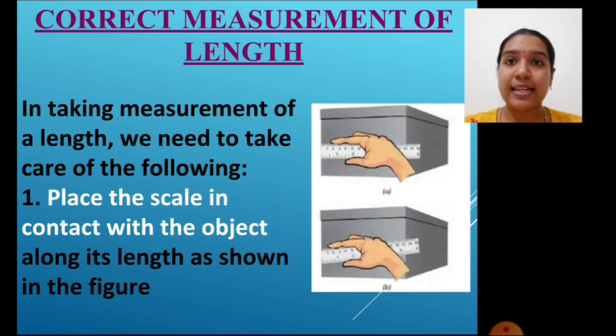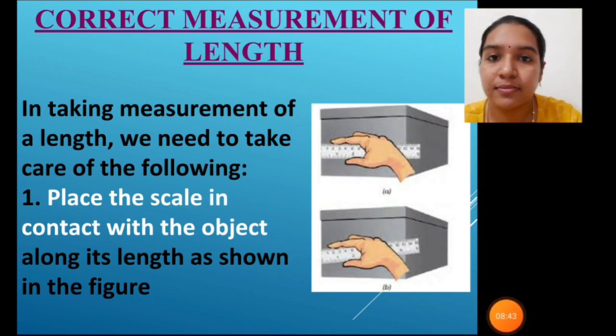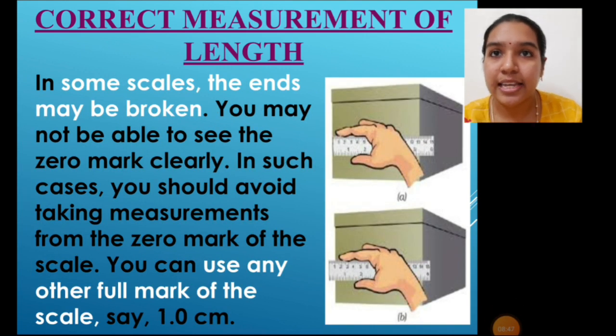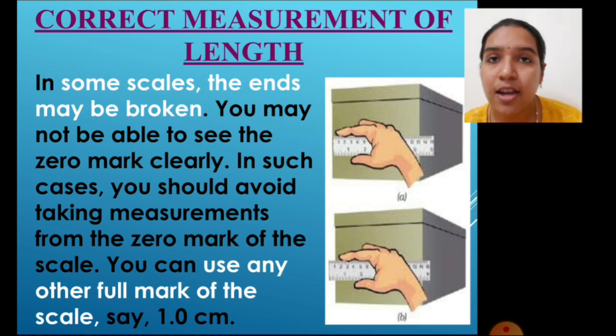First one is that the scale should always be in contact with the object while measuring. Second one is, if it is a broken scale, the measurement should be done from a full mark of the scale. And then it should be calculated correctly by deducting the units which are present before the full mark which we considered.